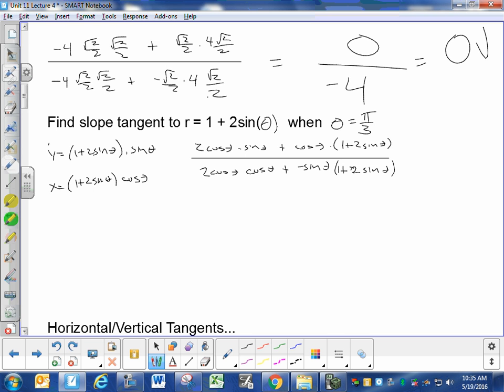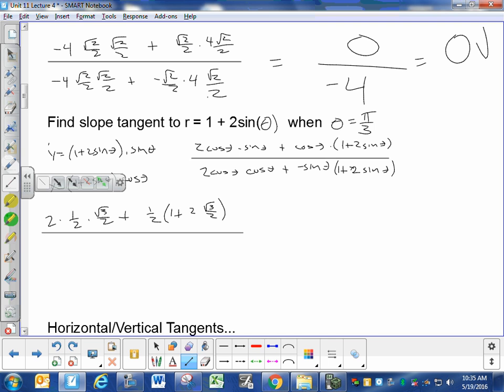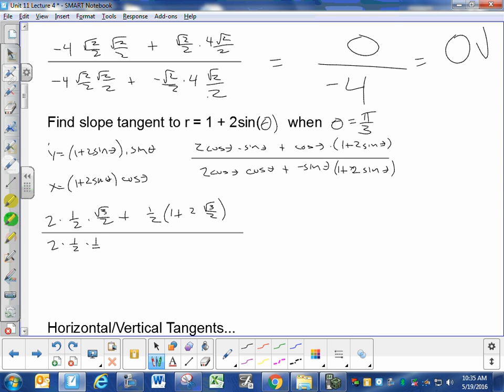Plug in pi over 3. Let's see what we get. Cosine of pi over 3 is 1/2. Sine of pi over 3 is root 3 over 2. So I have 2 times 1/2 times root 3 over 2 plus 1/2 times 1 plus 2 root 3 over 2, divided by 2 times 1/2 times 1/2 plus negative root 3 over 2 times 1 plus 2 root 3 over 2.